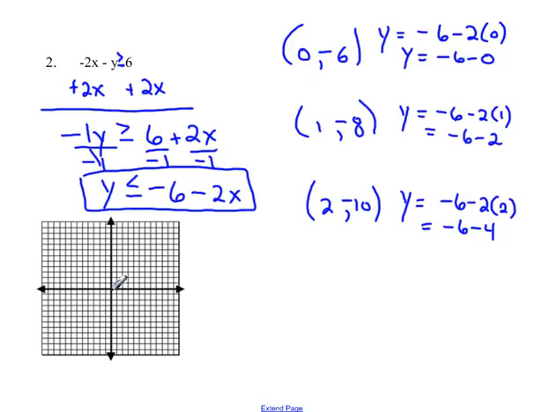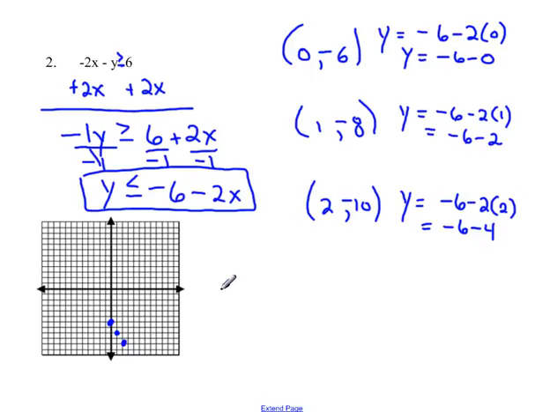Start at the origin, 0 left or right, down 6. 1, 2, 3, 4, 5, 6. Right there. Next point. Start at the origin, move to the right 1 and down 8. Start at the origin, move 2 to the right and down 10. Okay, now you've plotted your points.